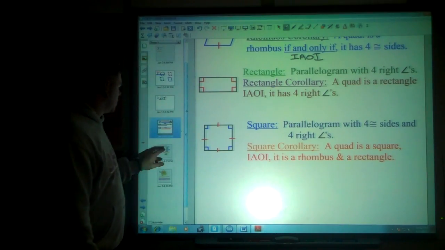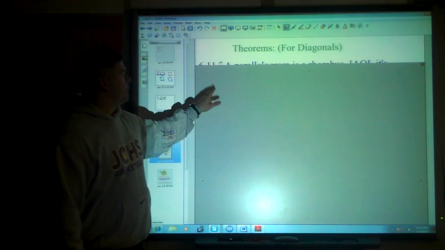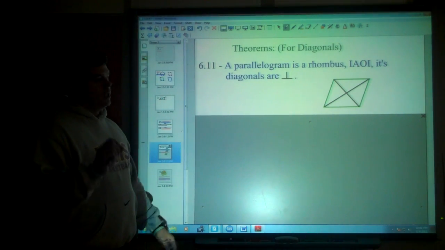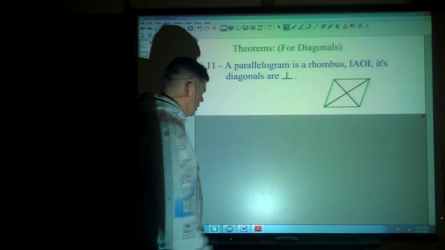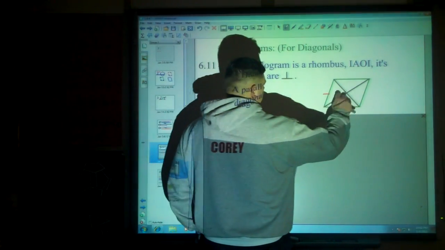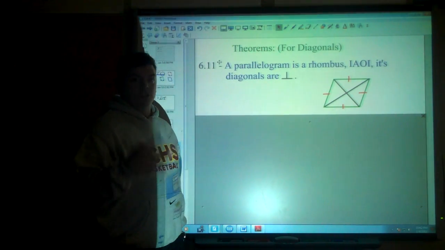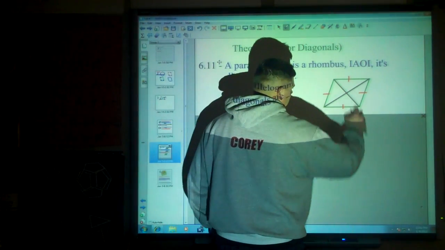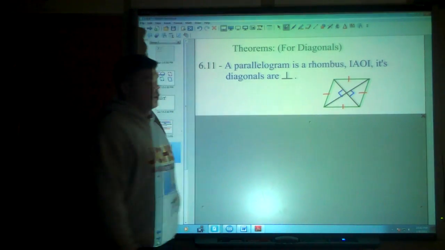And then dealing with some special situations, all right, these are some theorems for the diagonals of these parallelograms. A parallelogram is a rhombus if and only if its diagonals are perpendicular. So, say we were to label this as all the sides being the same, that means it's a rhombus because all 4 sides are congruent. And the diagonals are now crossing, we would know they're crossing at 90 degrees. There is no other way around it.